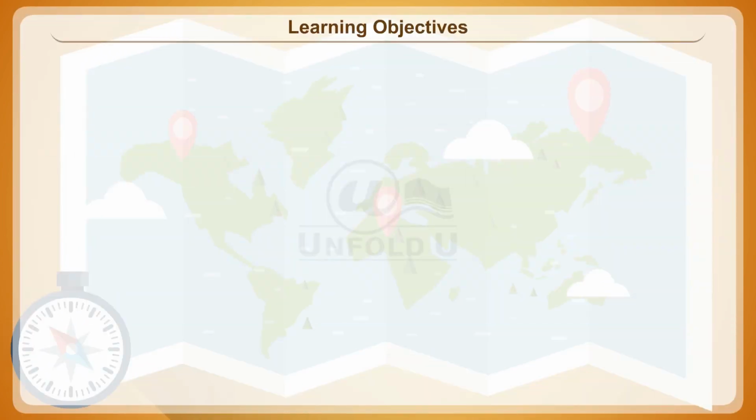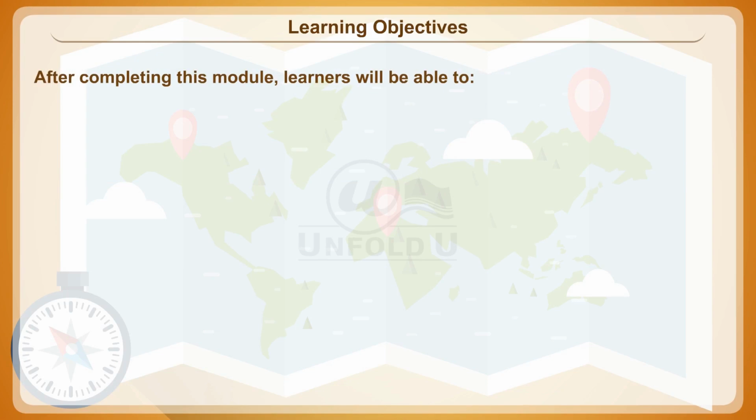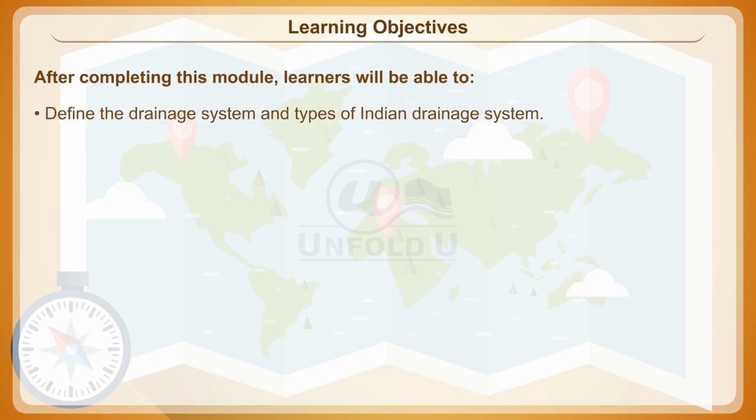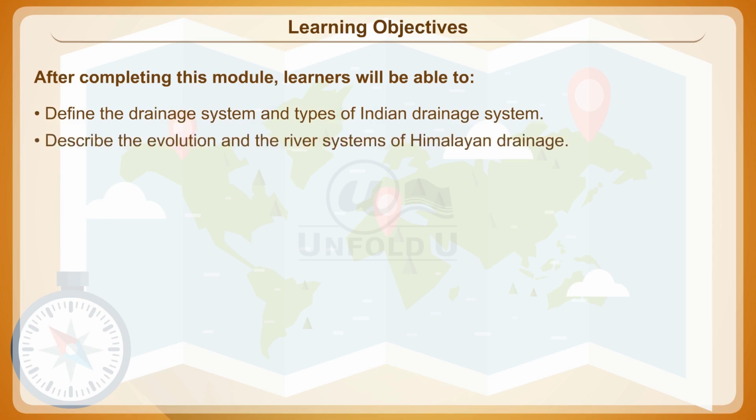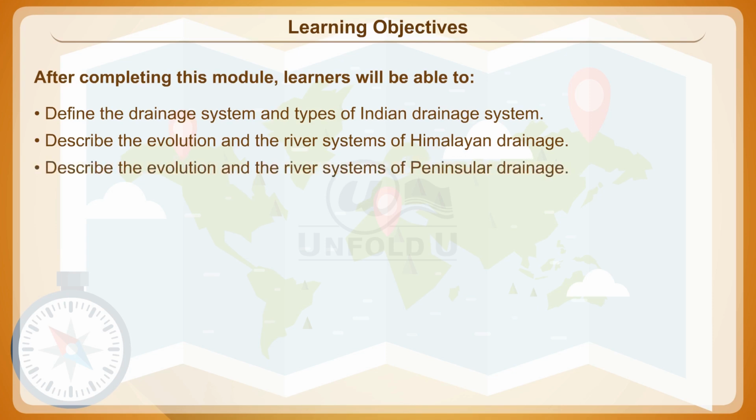Learning objectives. After completing this module, learners will be able to define the drainage system and types of Indian drainage system. Describe the evolution and the river systems of Himalayan drainage. Describe the evolution and the river systems of peninsular drainage. Define the river regime.